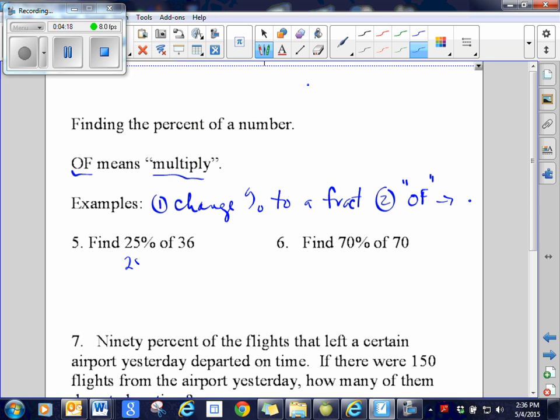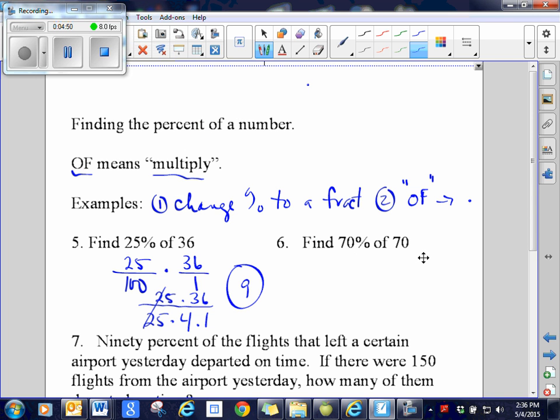25% is the same thing as 25 over 100. Of means multiply. 36 is the same as 36 over 1. And now we need to do a single fraction bar and cancel what we can. 25 goes into 100, so I'm going to leave that 25 alone. I'm going to think of 100 as 25 times 4. The 25s cancel, and 36 over 4 is the same thing as 9.